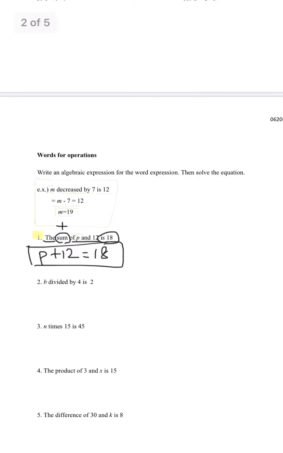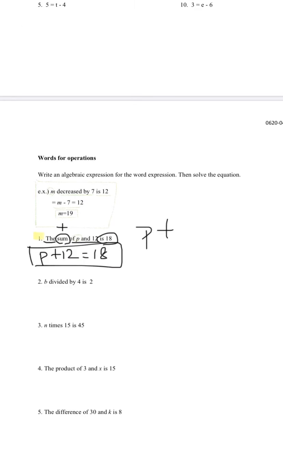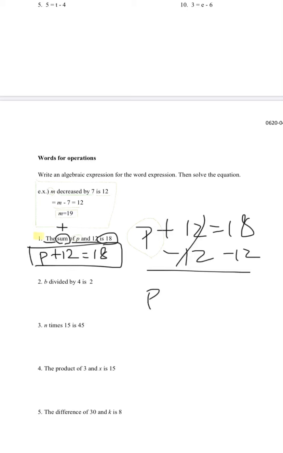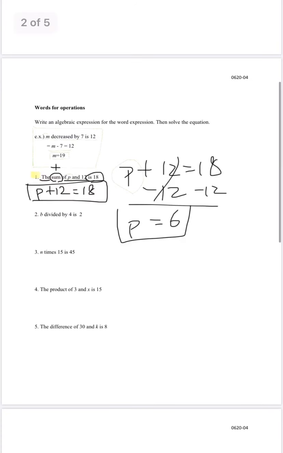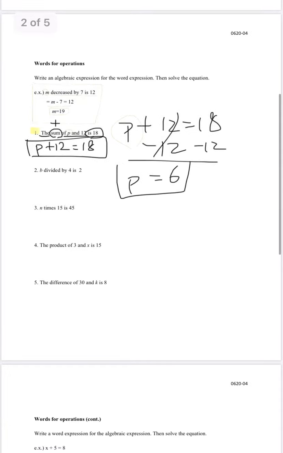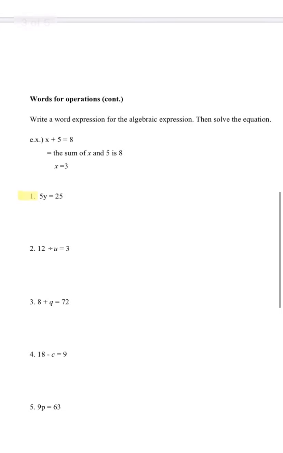And then now we just got to solve for p. So it's going to be p plus 12 equals 18. When we solve for it, again, we're going to try to isolate the variable by itself by subtracting 12 from both sides, and then we get p equals 6. Okay, so go ahead and give the rest of the questions a try, and then let's move on to the next page. And here we're gonna write a word expression for the algebraic expression.